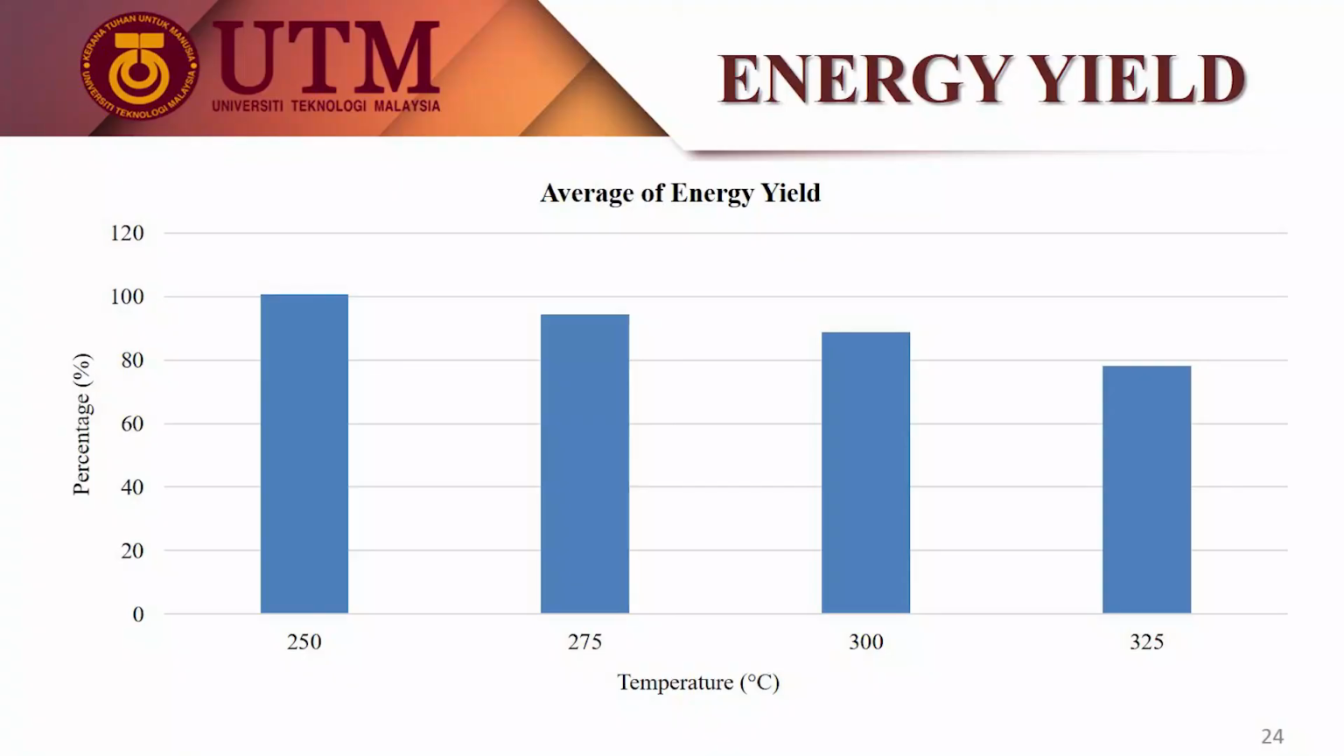We move to energy yield. Energy yield is the amount of energy released when the unit mass of treated product is burned and its product is cooled. The energy yield decreases as the temperature increases. This is due to the decreasing of mass yield.